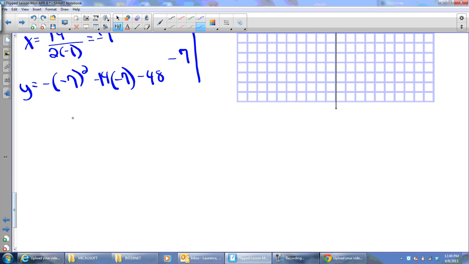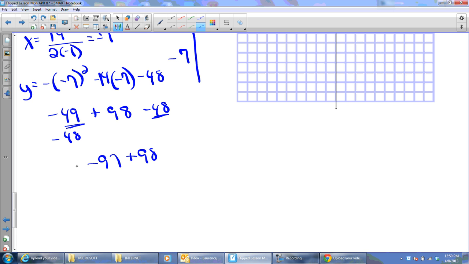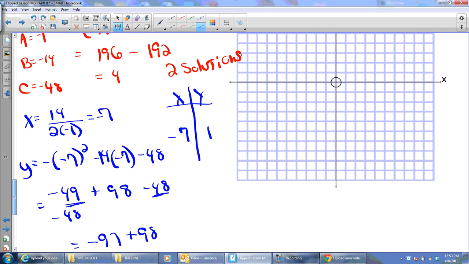And so that looks like it's going to be a negative 49. And that is going to be a positive 98 minus 48. And check this out. Negatives and negatives, right? We have a negative 48. If I combine those negatives, don't I get a negative 97? And there's a positive 98, which means this is going to simplify to a positive 1. So my vertex is at negative 7, 1 right there.